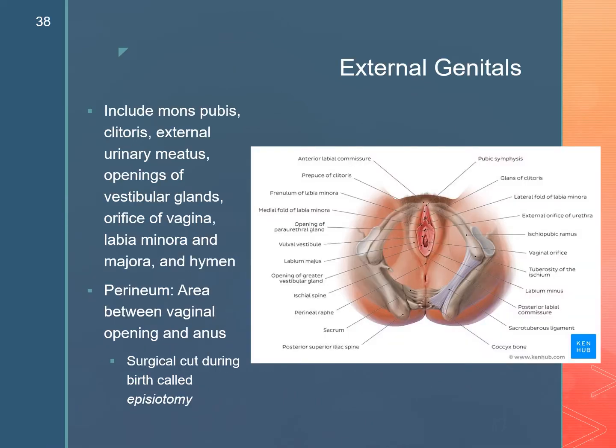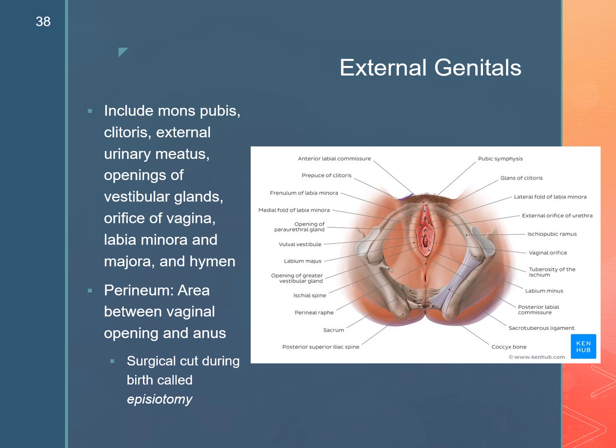So the external genitalia of the female consists of several structures, and collectively these structures are referred to as the vulva. So these structures include the mons pubis, the clitoris, the external urinary meatus, the labia minora and majora, the hymen, openings of those vestibular glands we talked about before, the Bartholin's glands and the Skene's glands, the opening to the vagina. And so the mons pubis is a fatty pad that covers the symphysis pubis, and in this picture you can see that it is at the top here.